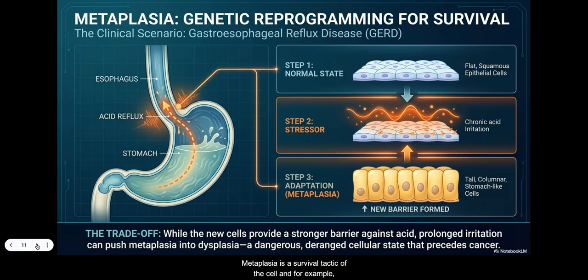Metaplasia is a survival tactic of the cell. For example, GERD: the flat squamous epithelial cells of the esophagus are constantly irritated by stomach acid, because remember, that's regurgitation of the acid into the esophagus. To survive, the body reprograms them into tall columnar stomach-like cells that provide a stronger barrier.